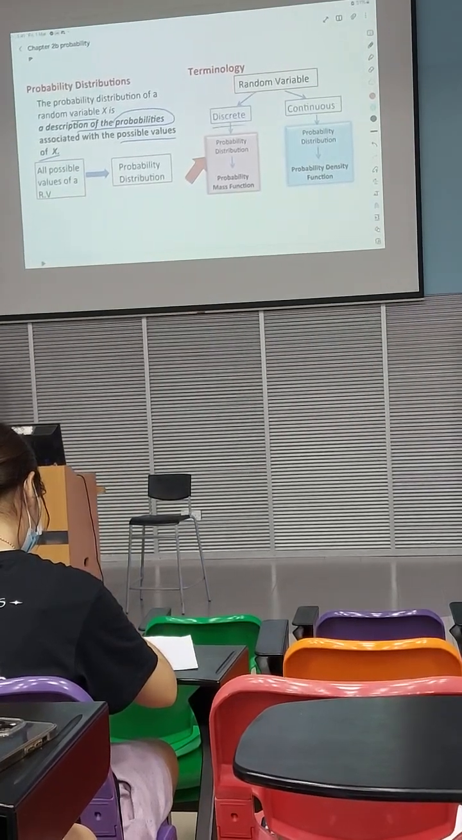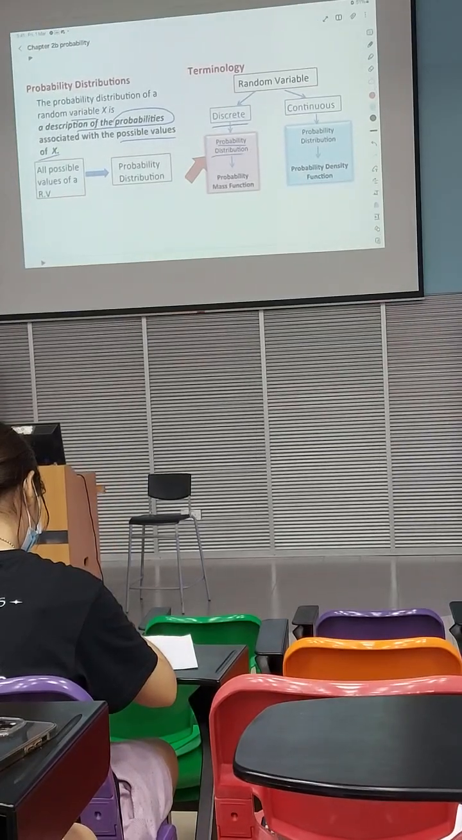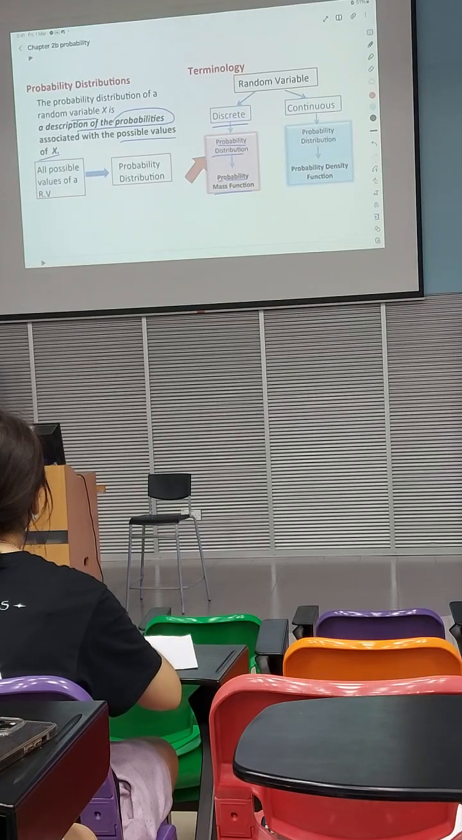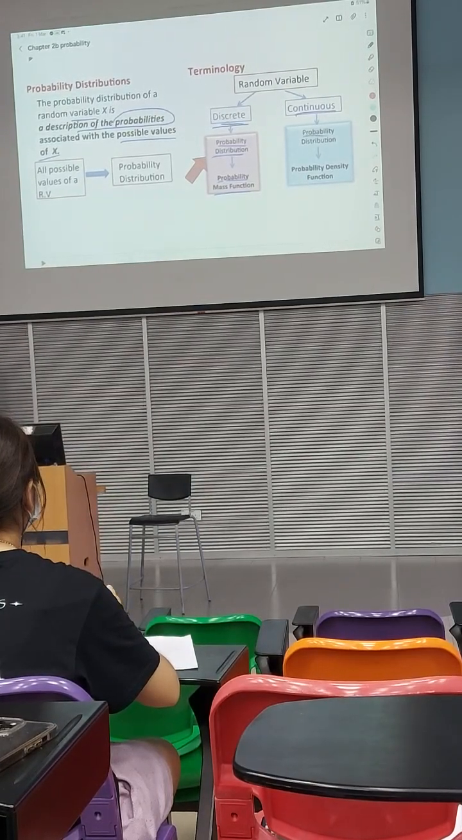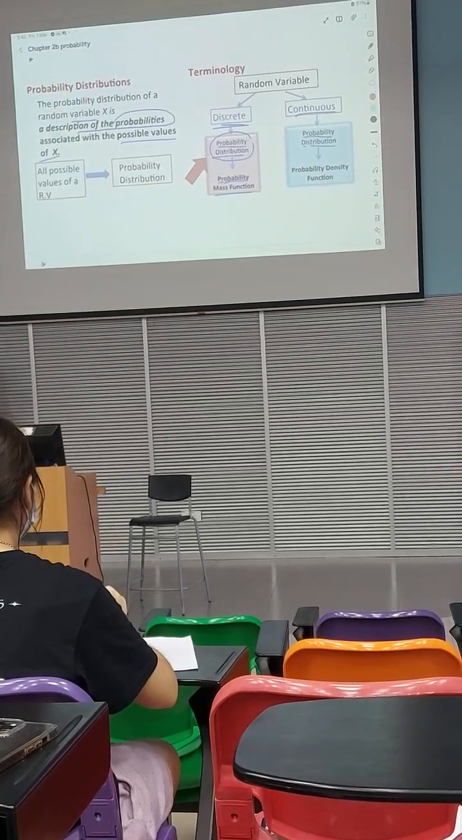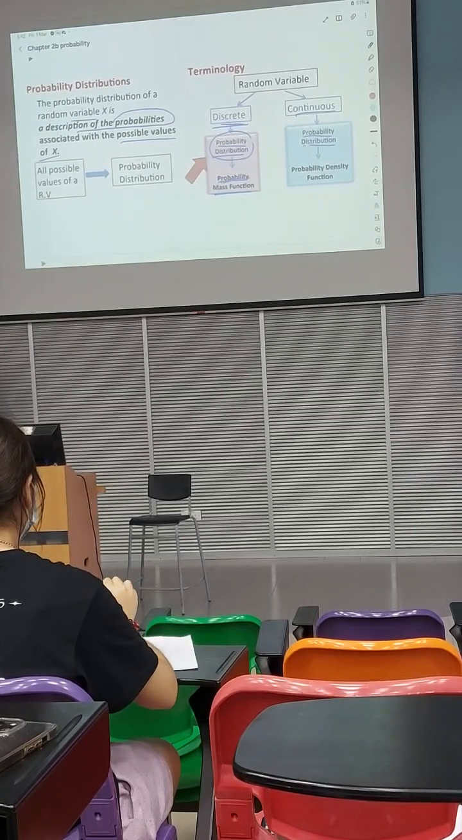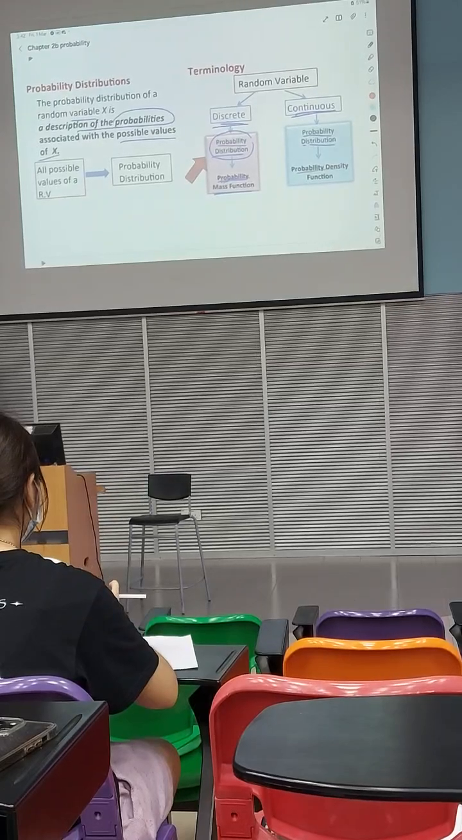So the discrete probability distribution is called the probability mass function. I will further discuss this part next week when I talk about the binomial, normal, and Poisson distributions. There are two types: discrete and continuous. For the discrete we call this the probability mass function. For the continuous we call this the probability density function.